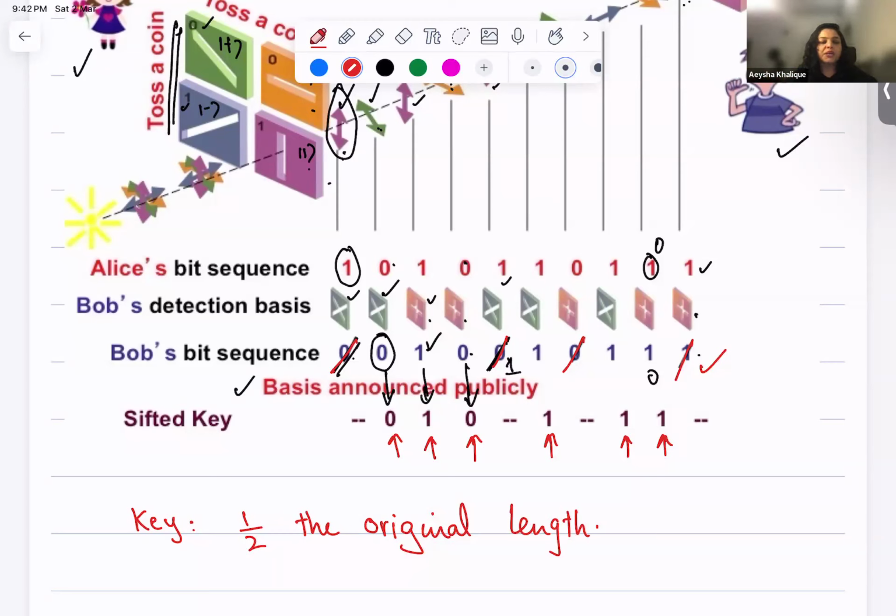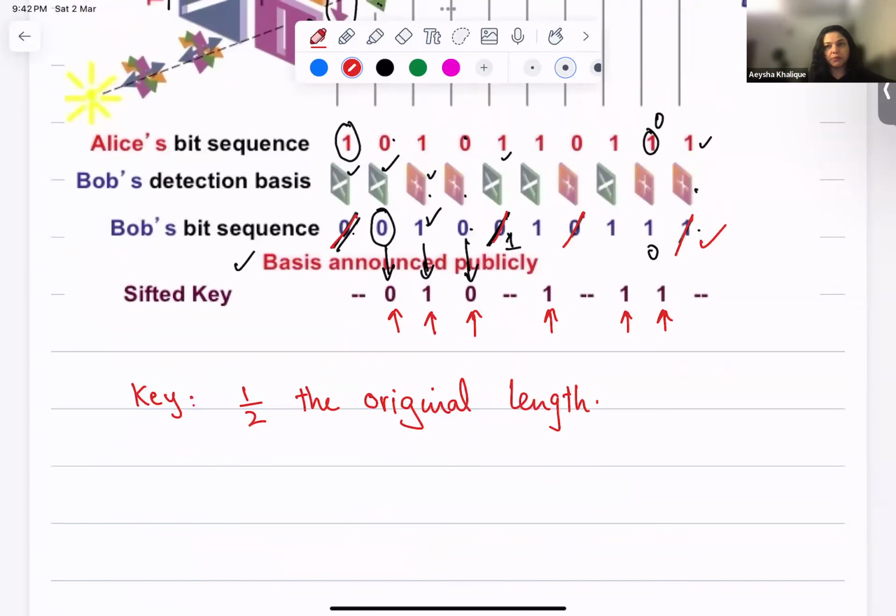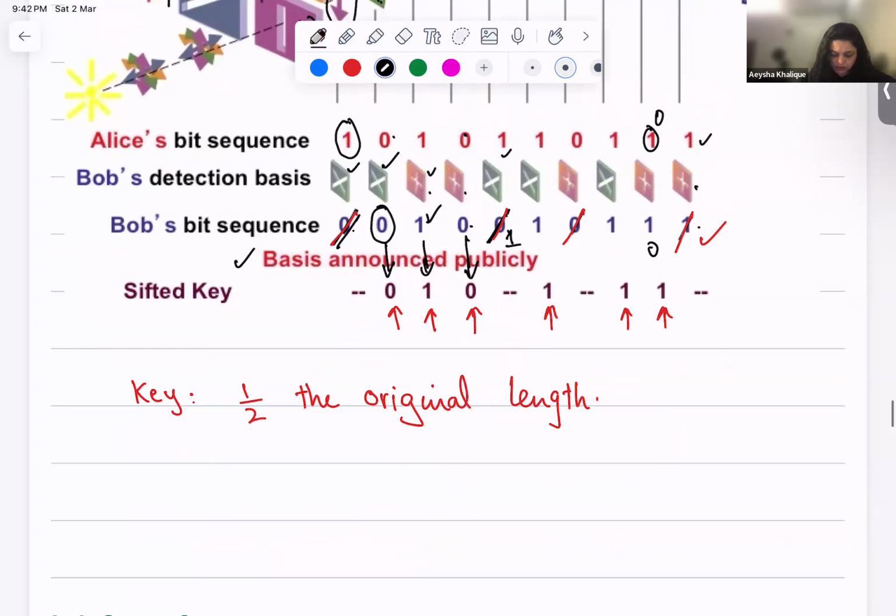But it's no big deal, because if you share a large number of bits, then you will still retain a large number of bits as your key. For example, you shared 10 raised to power 6, like 1 million qubits, right? And half the cases do not match. So you will be left with half of them, which is 0.5 times 10 raised to power 6, which is in fact equal to 5 times 10 raised to power 5, which is still a very large number, right? So if you start with a very large number of bits, even after discarding half of them, you will be left with a very long key string.